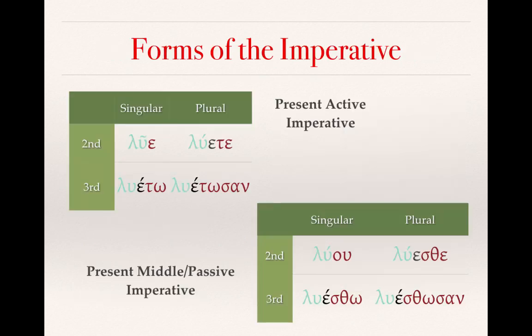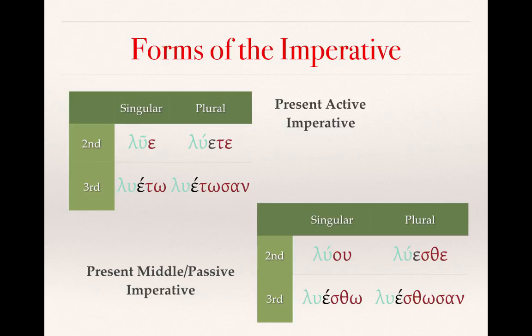To begin with, here are some forms of the imperative, both the present active imperative and the present middle passive imperative. And what I've done for you in these slides is to indicate the distinctive endings of the imperative. You must note that the second plural in all imperative forms is identical to the second plural of the indicative. Again, context will help us distinguish.